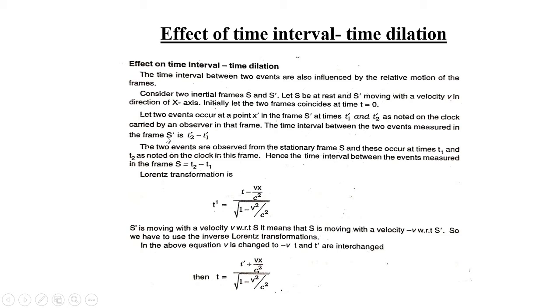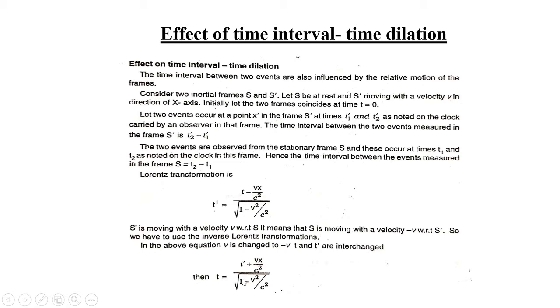Here, in the case of S dash frame, the time interval is t2 dash minus t1 dash, but in the S frame, the time interval equals t2 minus t1. As you know, the Lorentz transform equation is t dash equal to t minus vx divided by c square, divided by root of 1 minus v square divided by c square. These equations we have already studied. S dash is moving with the velocity v with respect to S. It means that S is moving with the velocity minus v with respect to S dash. So we have to use the inverse Lorentz transformation.